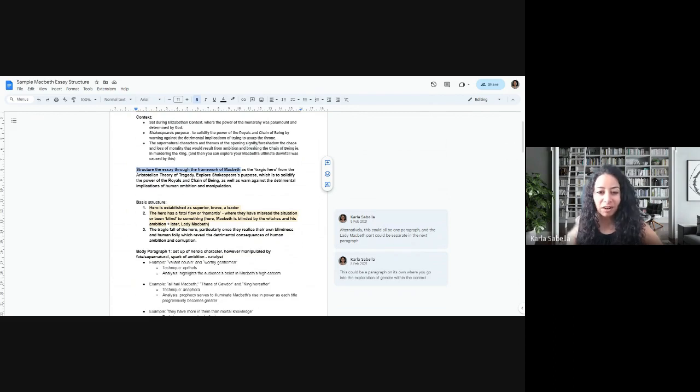Okay, so then what you want to do is structure the essay through the framework of Macbeth as the tragic hero. And I like doing it from the framework of the Aristotelian theory of tragedy, because it's just really clear. So you've got the hero at the start. They're a very acclaimed individual in society, very respectable, and then they make a fatal error in judgment. It's called a hamartia, right? So for example, for Macbeth, he starts getting ambitious when he sees the opportunity of becoming the king, and that's a fatal error.